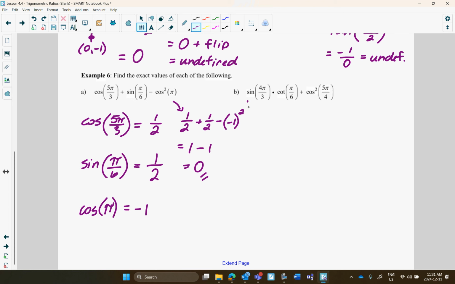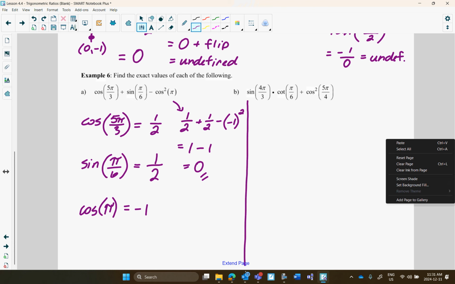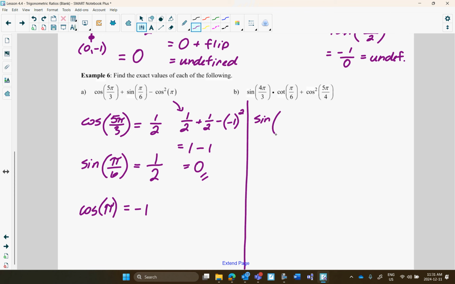So my next one. Find each one separately and then do the operations after. So find sine 4 pi over 3, find cotangent pi over 6, find cos 5 pi over 4, and then put those back in and do your operations. Sine 4 pi over 3, I don't have to change anything there. Negative root 3 over 2.